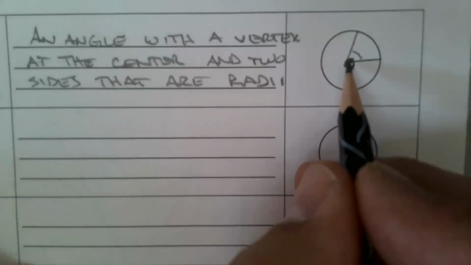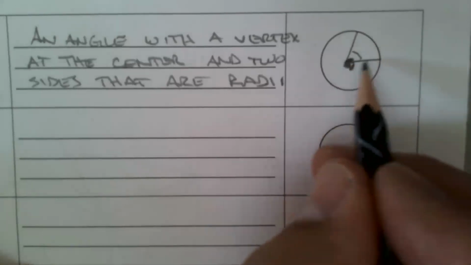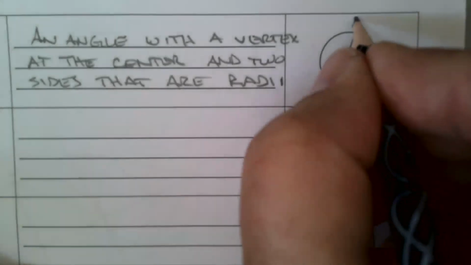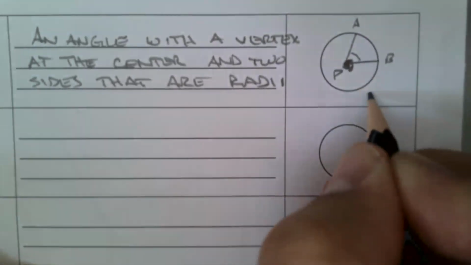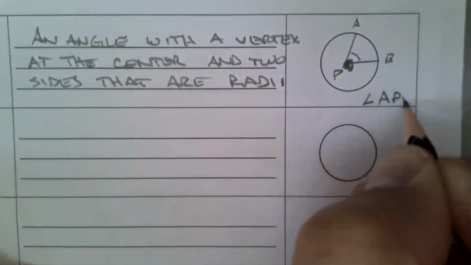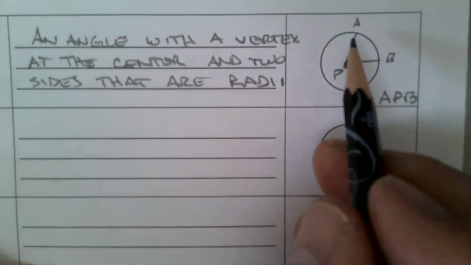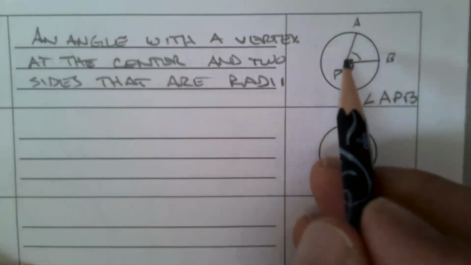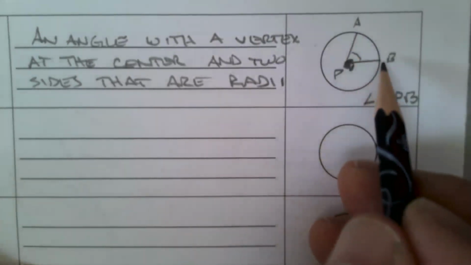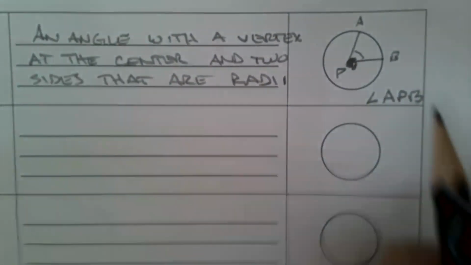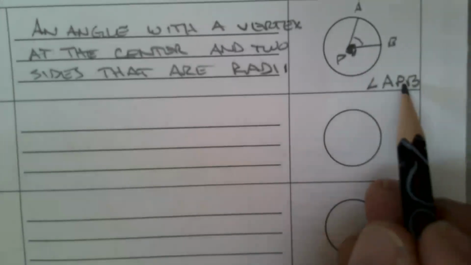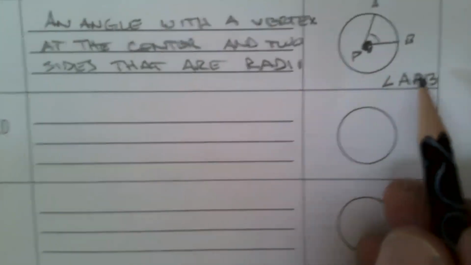If I take that center, my vertex of this angle, so like if this is A, P, B, this would be angle A, P, B. And you remember when we name angles, we go from some point on the side to the vertex and then along the other side. That's why we name it with a P in the center there. And the central angle will always have this center of the circle as the middle point there.